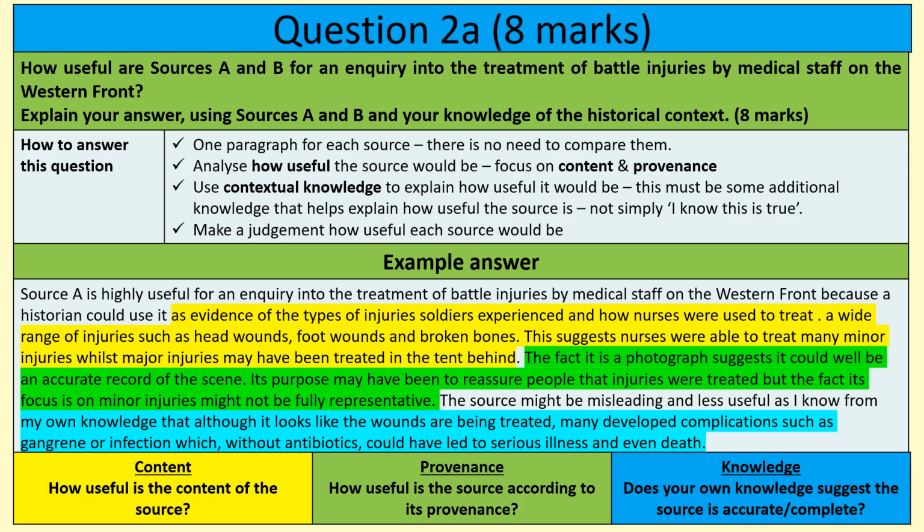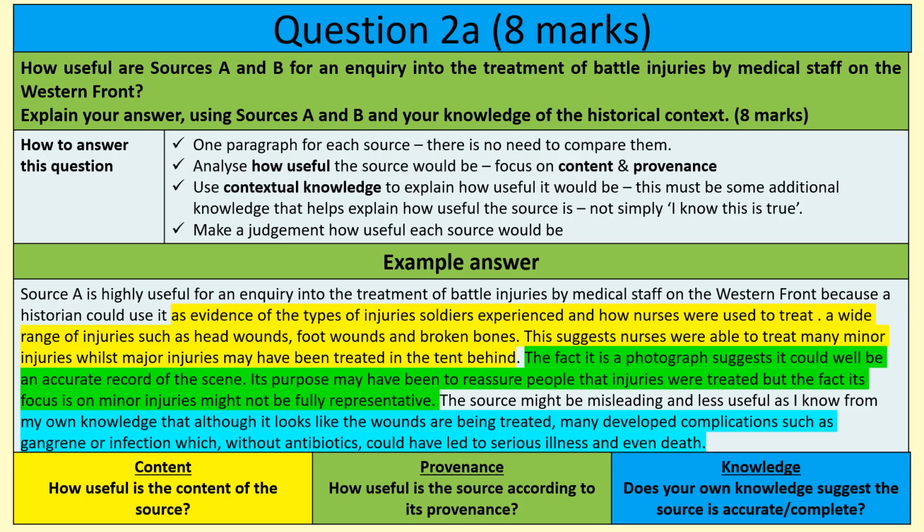Use contextual knowledge to explain how useful it would be. Now, contextual knowledge is knowledge that helps you to understand the sources and put them in context. It must be additional knowledge that helps explain how useful the source is. You can't simply say, I know this is true, because you're not providing any additional knowledge on top of what's in the source. Make a judgment how useful each source would be, and you can do that within your first sentence: highly useful, extremely useful, quite useful, etc. So let's look at source A.